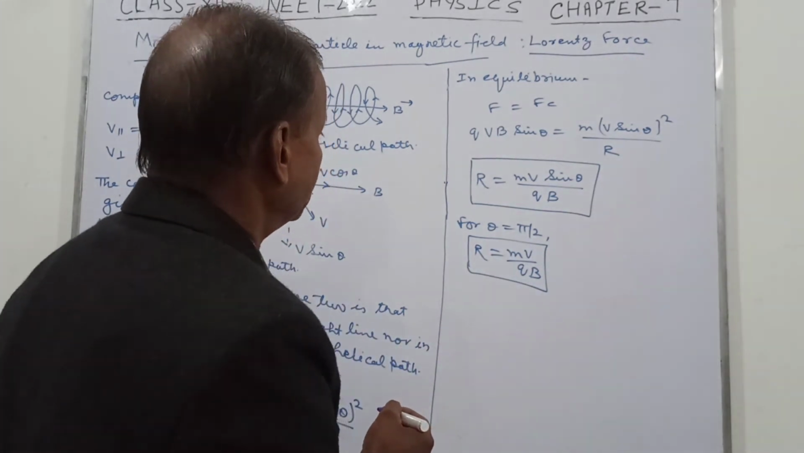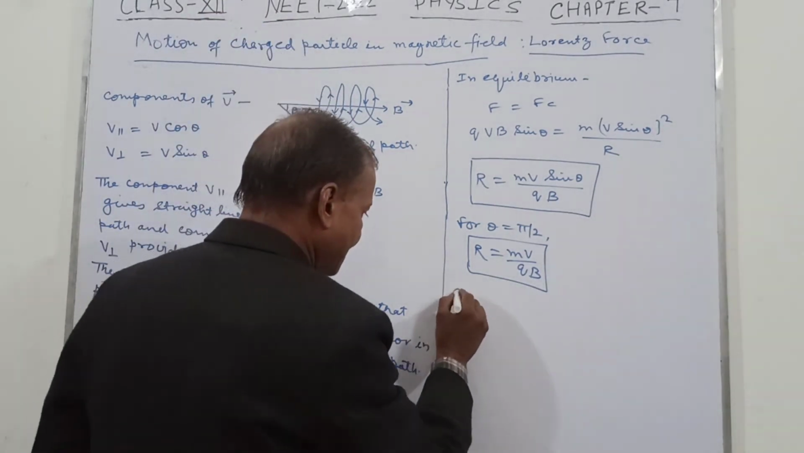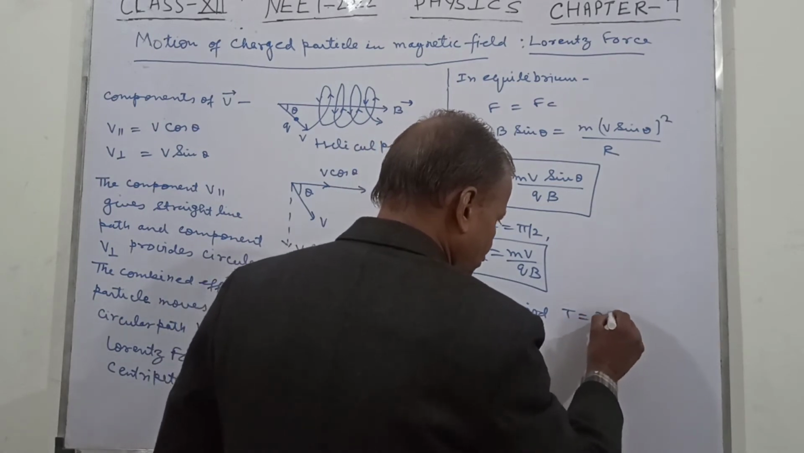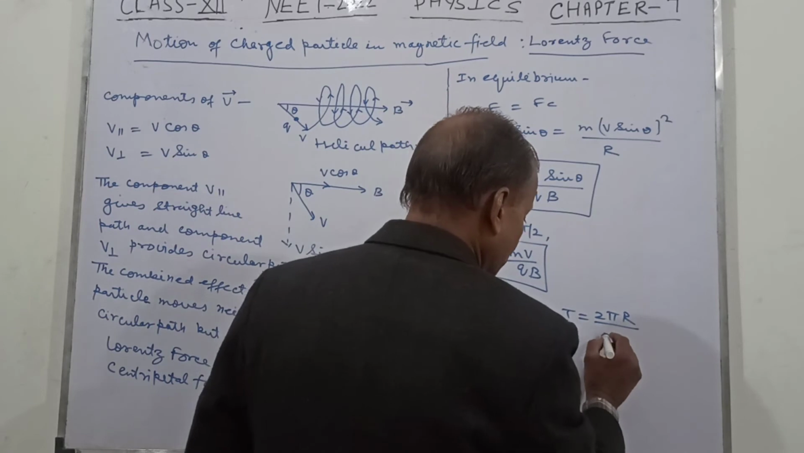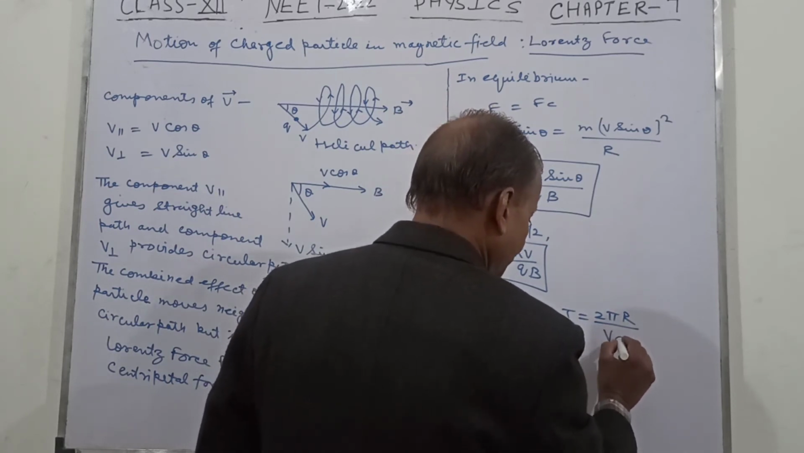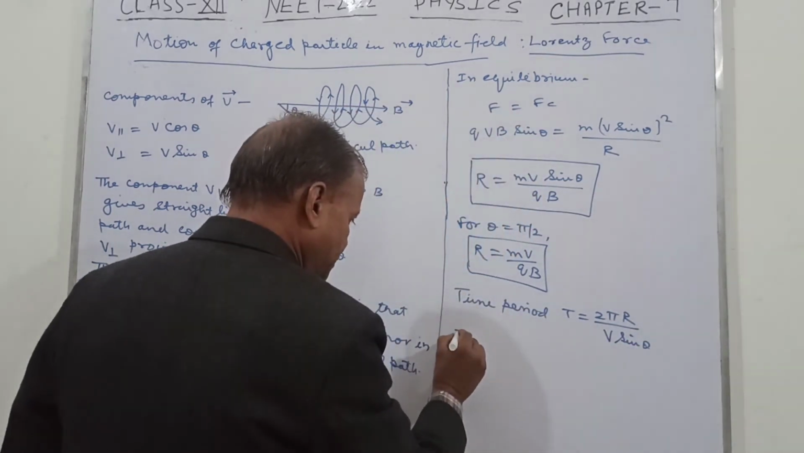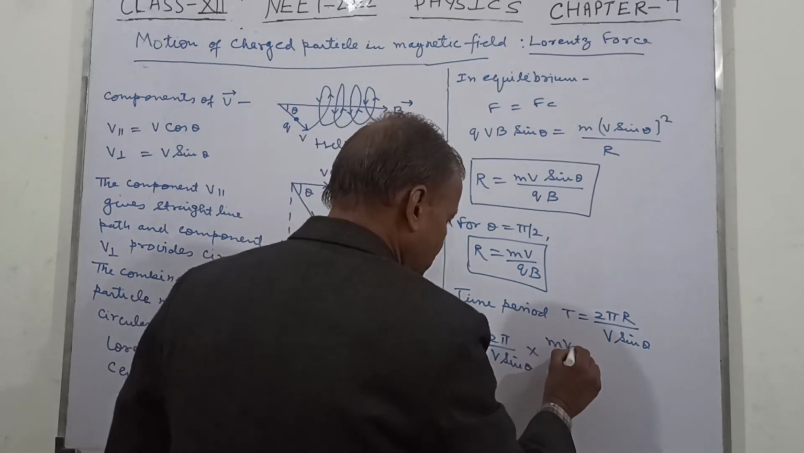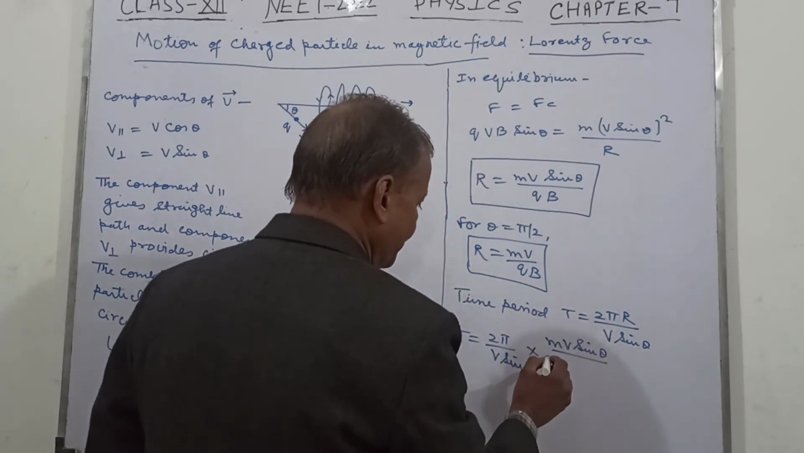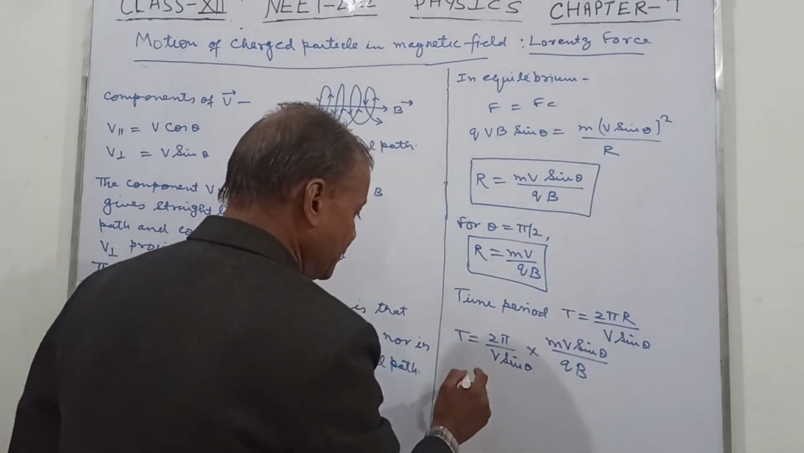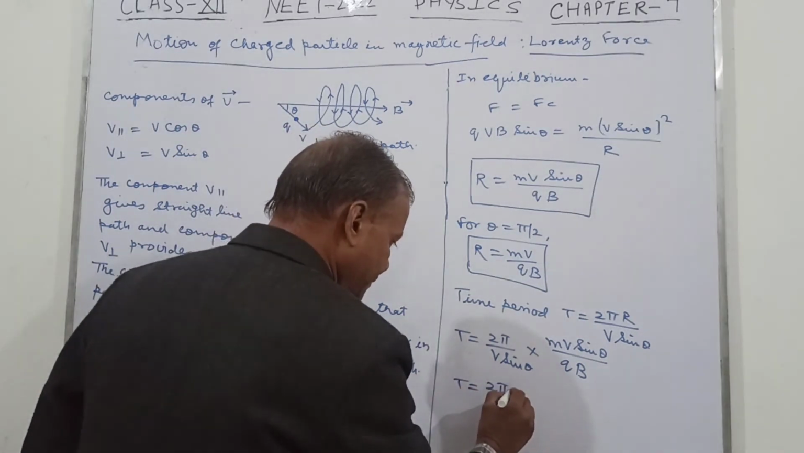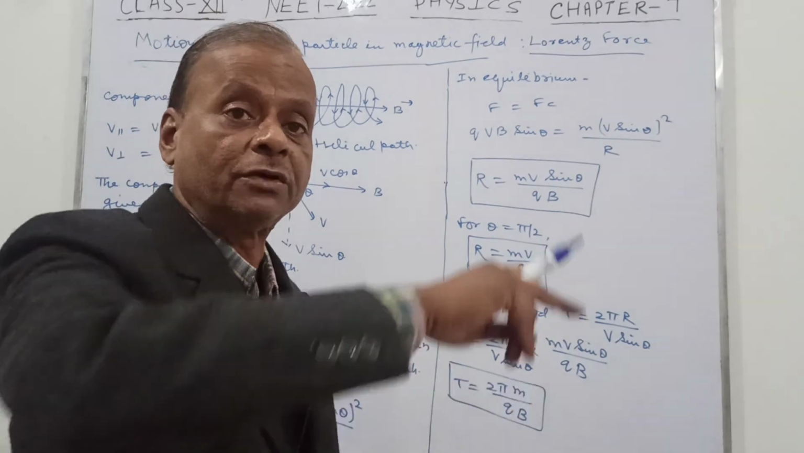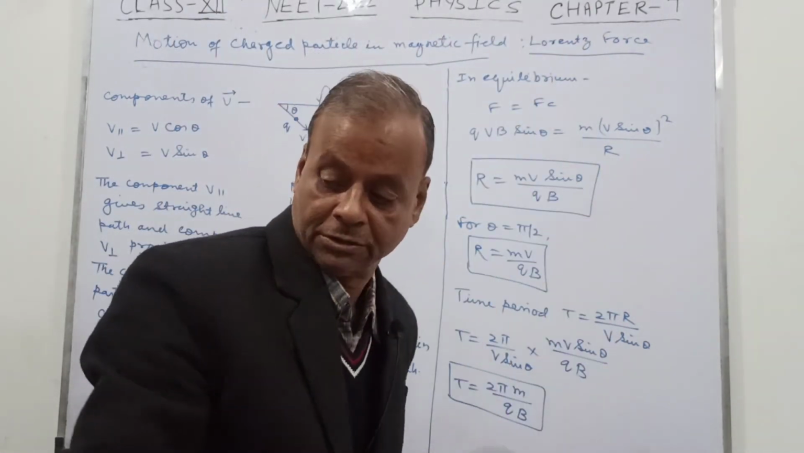Now if we want to take the time period, T equal to 2 pi R upon V sin theta. So T equal to 2 pi upon V sin theta, and R is equal to MV sin theta upon QB. So now this V sin theta will cancel, so we will have T equal to 2 pi M upon QB. This is the time taken in one circular path, when the particle is making one circle.